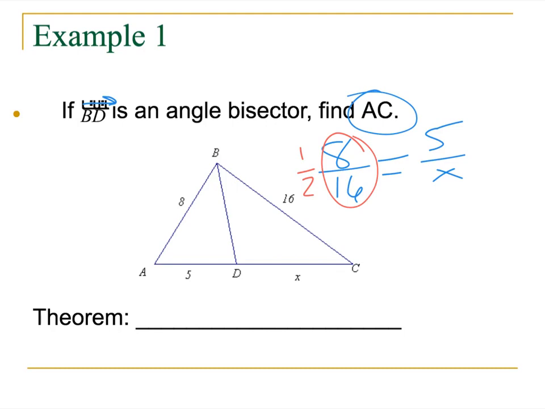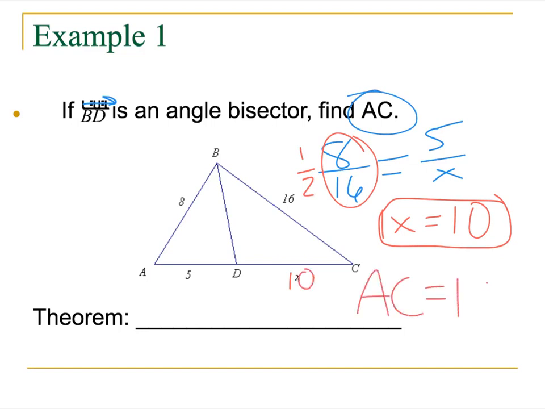So I've got 1 times x is 1x equals 2 times 5 is 10. So x equals 10. Why don't I just turn that into part of my box? So that's what x is, but is that my final answer? No. This is 10 here. AC equals 15. This is my final answer.